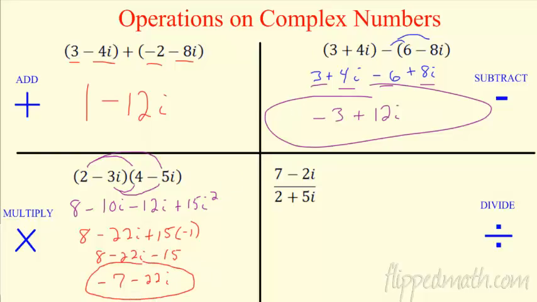Simplifies down to that right there. Excellent. Moving on to division. So we want to get this i out of the bottom, so we're going to multiply by its conjugate. That's just a fancy way of saying change that middle sign. It's the exact same thing. Change the middle sign. So we're going to use a difference of squares for this.